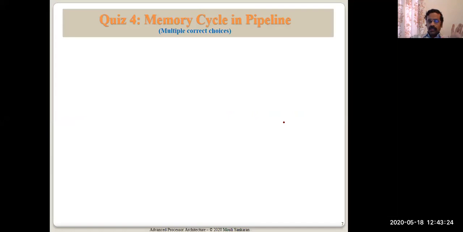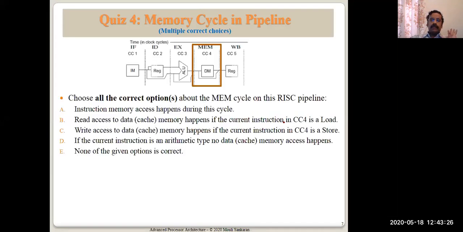It also has multiple correct choices. It is also difficult. Don't worry, even if you get it wrong. So let me help you. When I say data and cache together, even though it says data memory, it is a data cache, so that it is completed in a single cycle. That's what I mean by data in brackets cache. Okay. Don't get confused. So let me launch the poll.